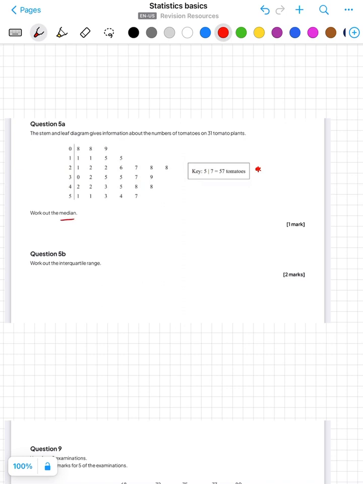We want to work out the median. Our n+1 rule says the total number of tomato plants was 31, add 1, divide by 2. Leaves us with 32 divided by 2, which is 16. We are looking for our 16th piece of data. 1, 2, 3, 4, 5, 6, 7, 8, 9, 10, 11, 12, 13, 14, 15, 16. That's not 2, that's 3 line 2, so 32.